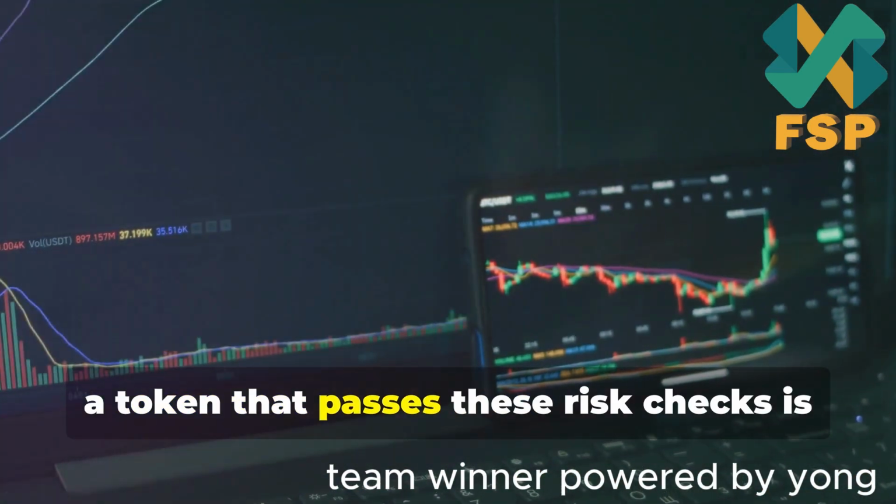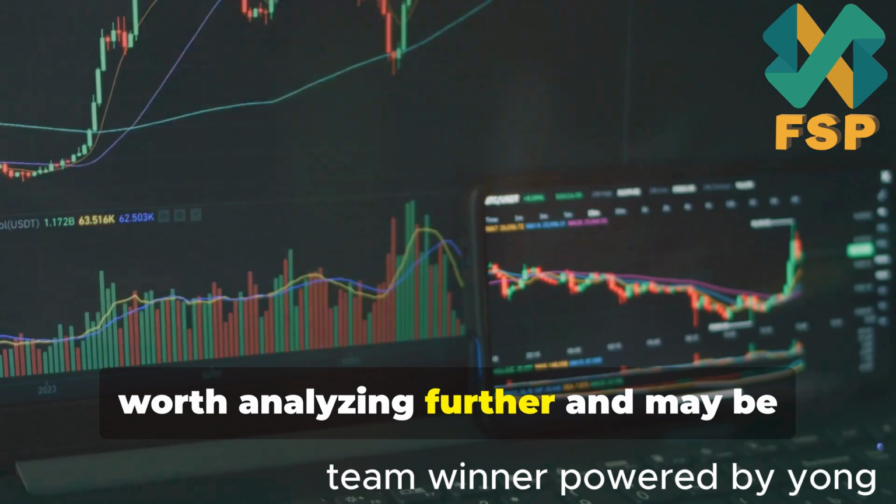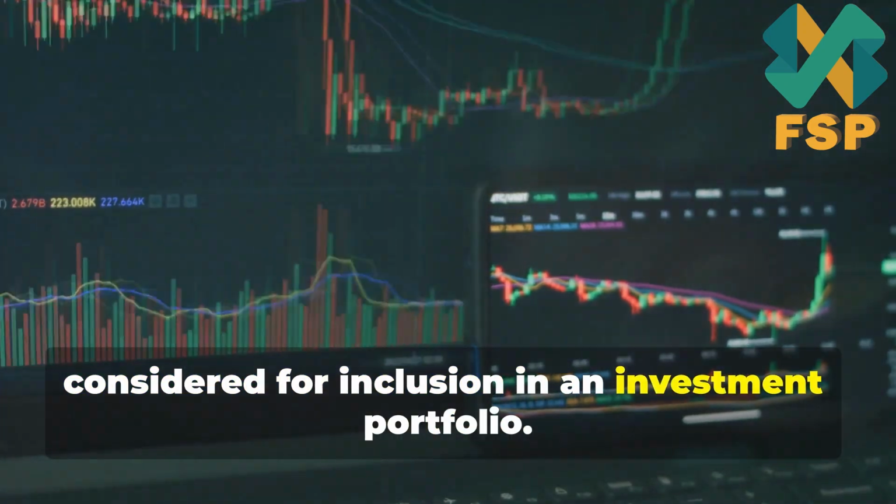Therefore, a token that passes these risk checks is worth analyzing further and may be considered for inclusion in an investment portfolio.